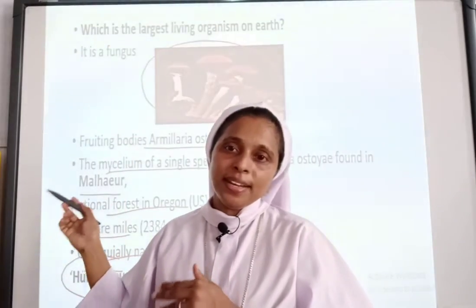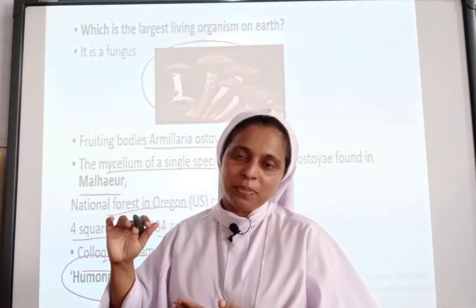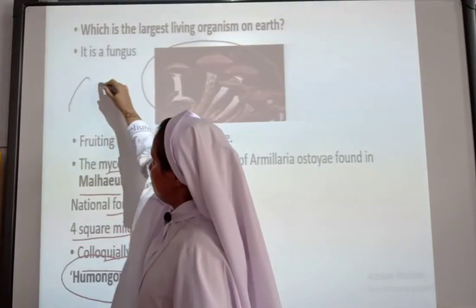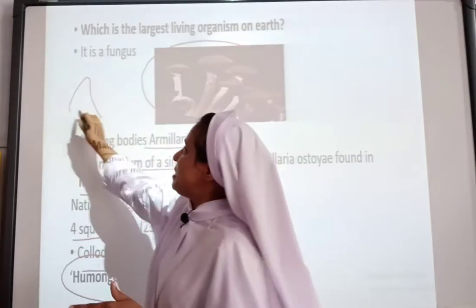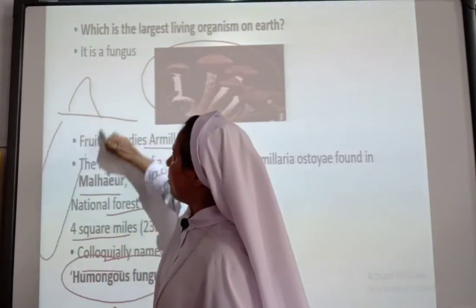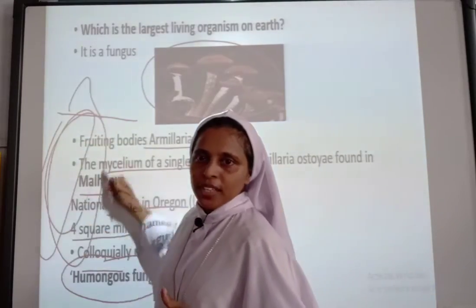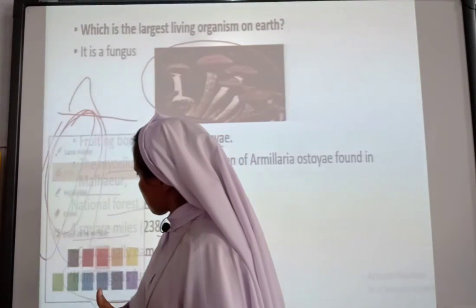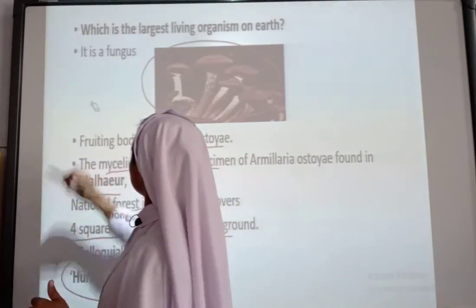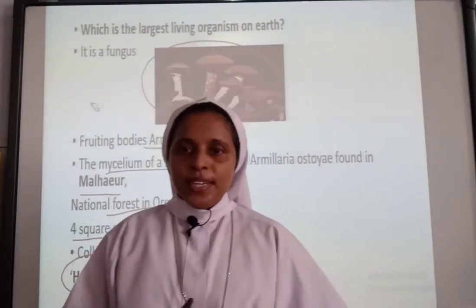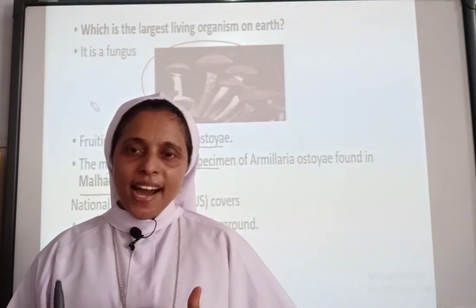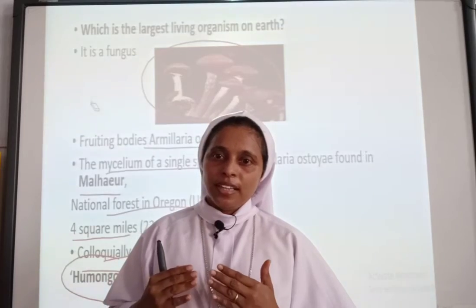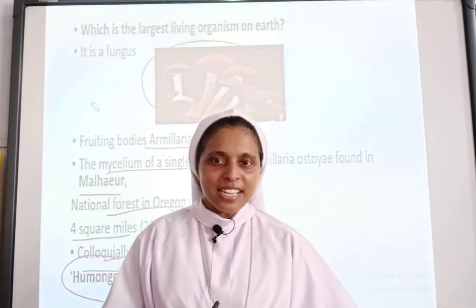That is why we compare this fungus to the tip of the iceberg. As I have told you, only a small portion of the iceberg is seen, and the underground part is the largest portion. Clear? So the genus Armillaria ostoyae is the largest living organism found on the earth.